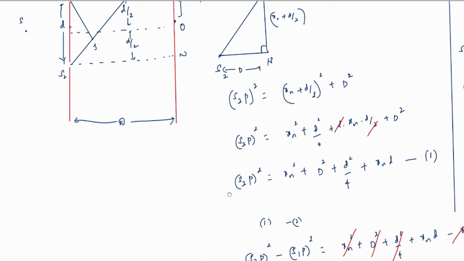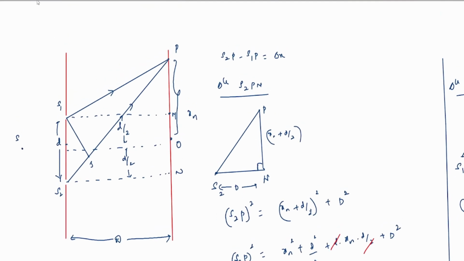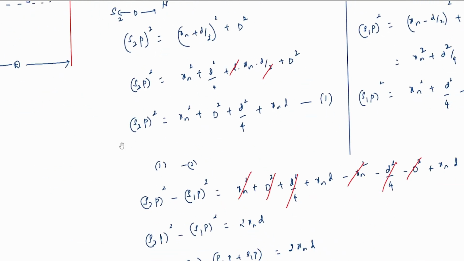Now xn is the distance of the nth band. For example, if you look at this point P, suppose at the point P we get a bright band. So xn would mean the distance from the center bright band to this point. So it's from center to center. That's called xn. Understand this?